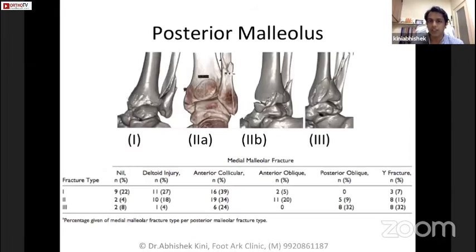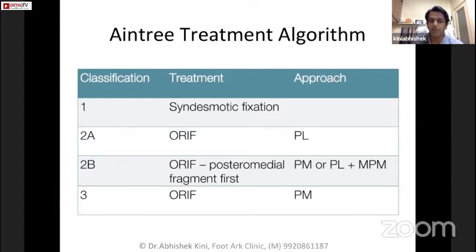Along with this classification, it also predicts how many of these injuries would have a deltoid injury, or what approaches to be taken in this. So in type 1, it doesn't need to fix these injuries. What it needs is syndesmotic fixation. Type 2A needs an open reduction internal fixation with a posterolateral approach. Type 2B, where there is a posterolateral and a posteromedial fragment, you need to again do an ORIF depending upon which is the bigger chunk of bone.